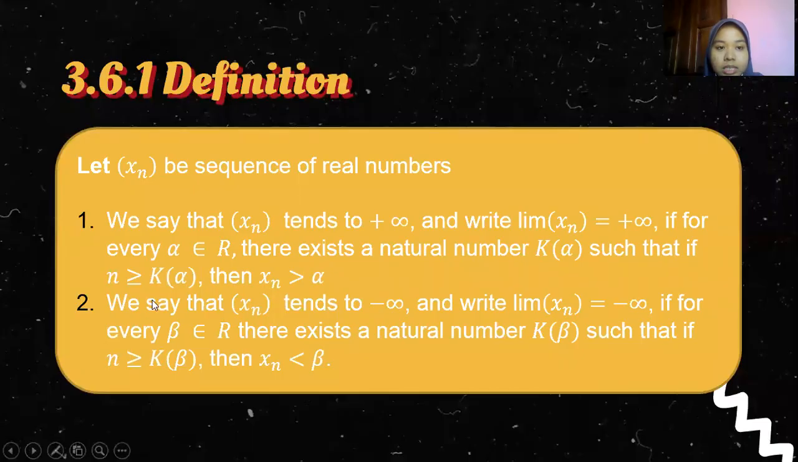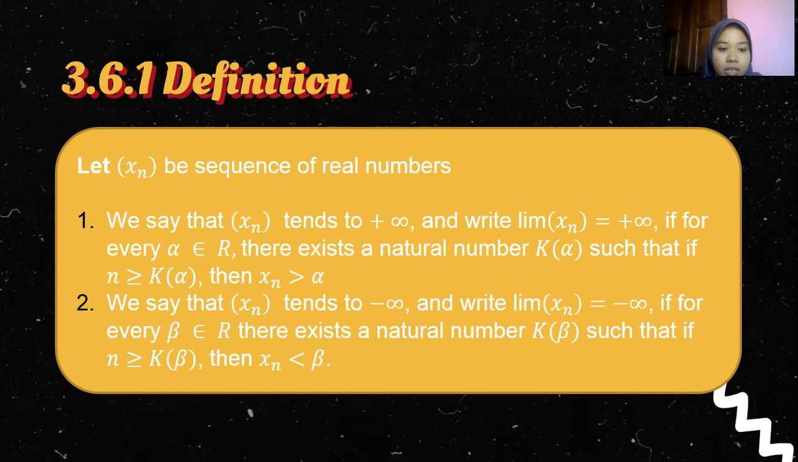First is the definition. Let (xn) be a sequence of real numbers. First, we say that xn tends to positive infinity, and write the limit of xn equals positive infinity, if for every alpha in the real numbers, there exists a natural number K(alpha) such that if n is greater than or equal to K(alpha), then xn is greater than alpha.